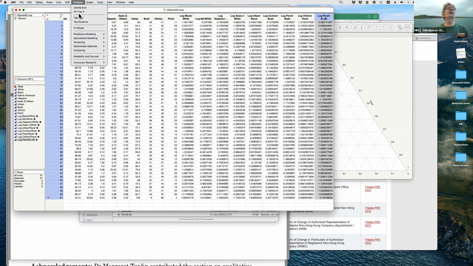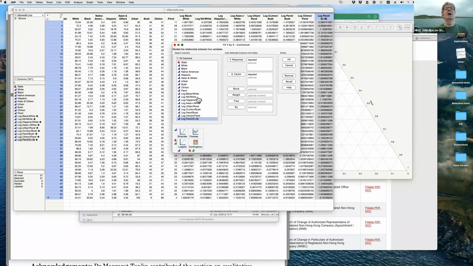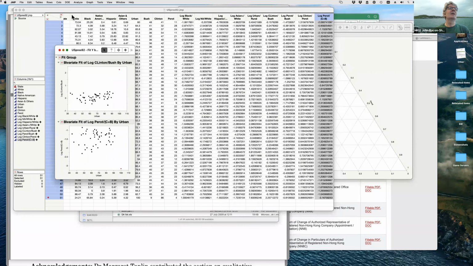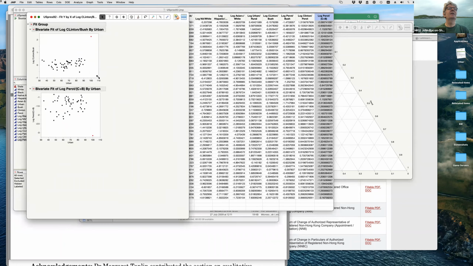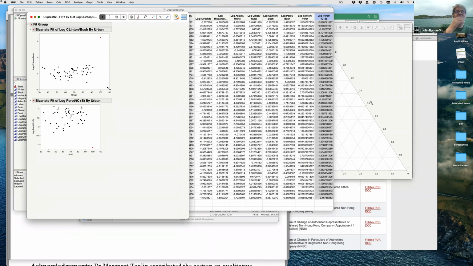So let's have a look at this. We're going to look at Clinton to Bush and Perot to Bush plus Clinton, and we're going to look at that against urbanicity. So let's blow these up a bit, not too much, because I want to do various things with it. So you can see that Clinton versus Bush, when urbanicity is very high, which is DC, yes, Clinton did very well relative to Bush.